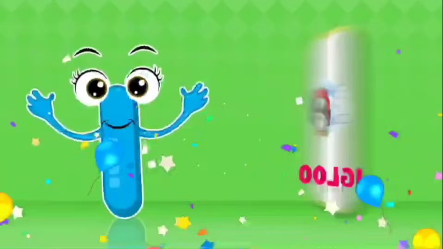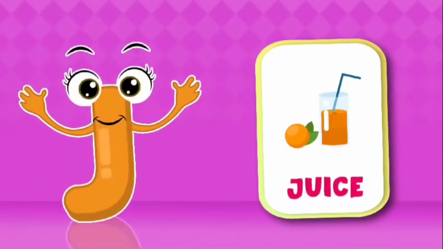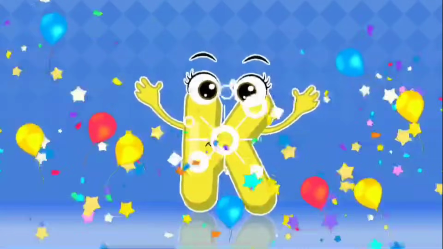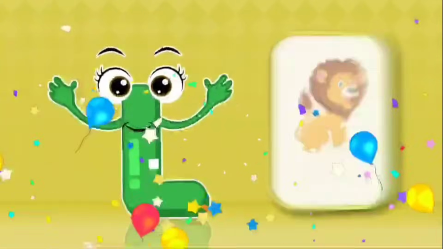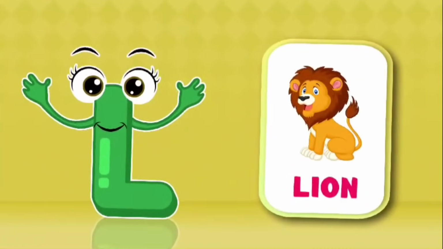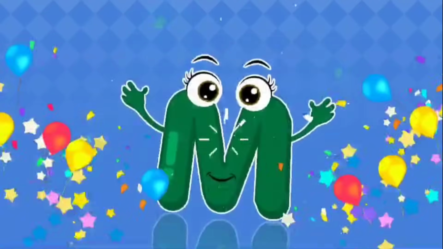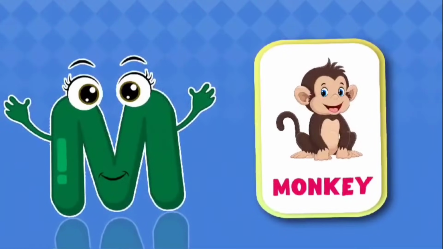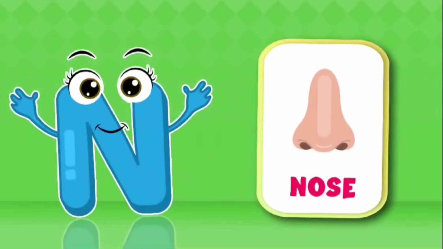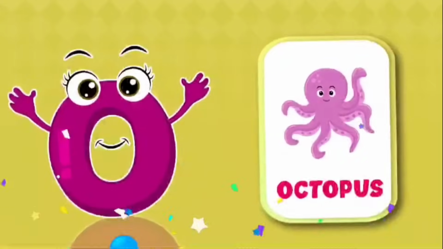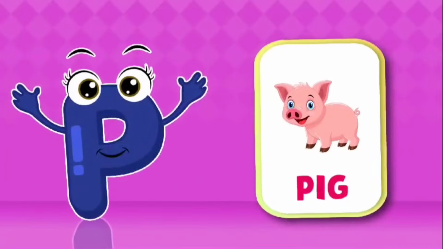Ha-ha-hat. I is for igloo, igloo. J is for juice, ju-ju-juice. K is for kangaroo, the kangaroo. L is for lion, lion. M is for monkey, monkey. N is for nose, nose. O is for octopus, octopus. B is for big, big.